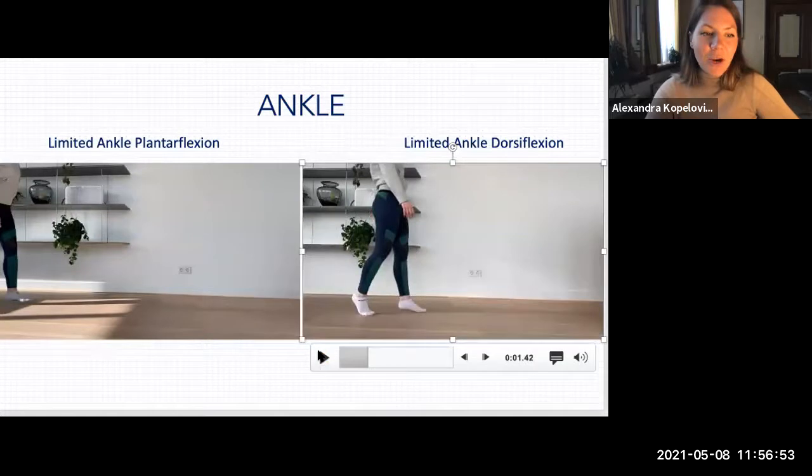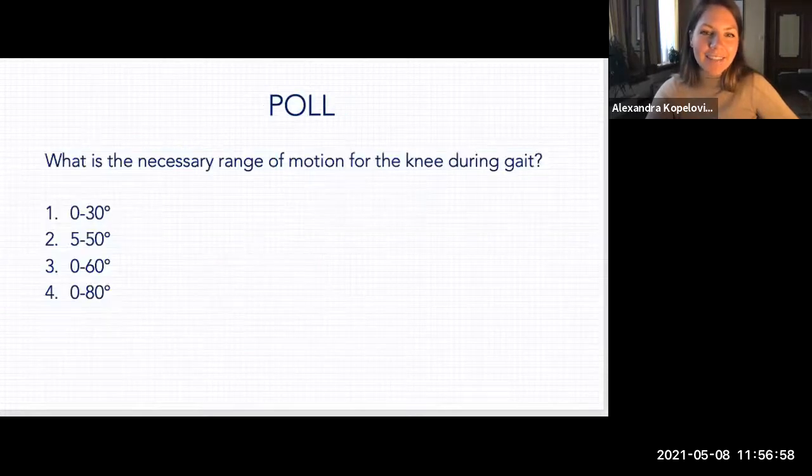Alrighty. So now I have a few polls for you. I hope you're ready, and let's do it. So what is the necessary range of motion for the knee during gait? So this is everything we covered. Let me just pull up the polls, and knee range of motion, launch.